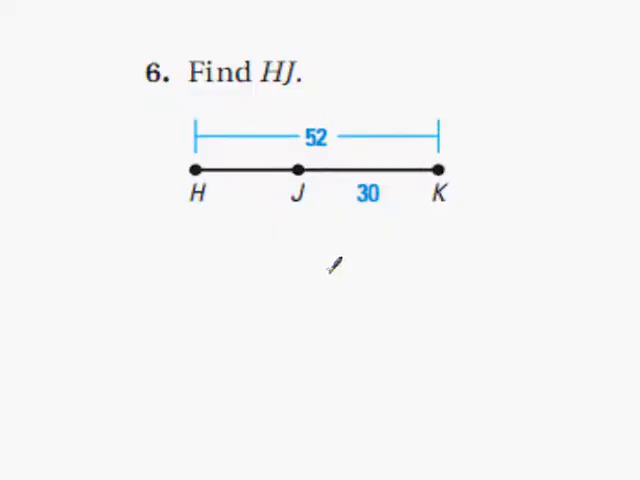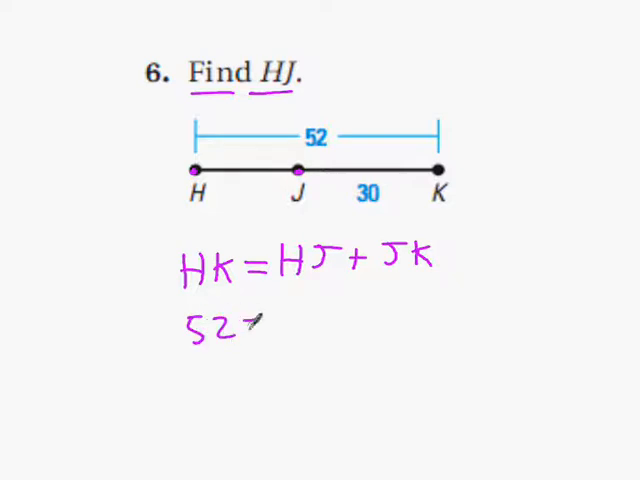Let's say they ask us the question, find HJ. HJ is from here to here. Because of the segment addition postulate, HK, which is the whole thing, is going to equal HJ plus JK. We can replace HK with 52. So 52 equals HJ, which is right here, let's put an x there, plus JK, which is 30.